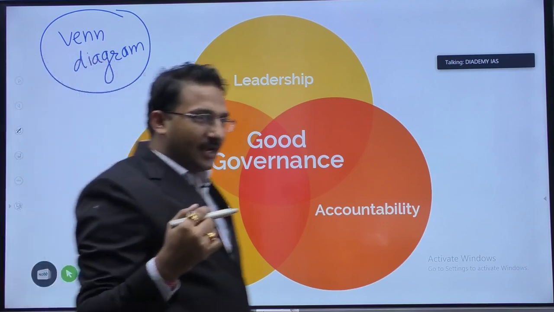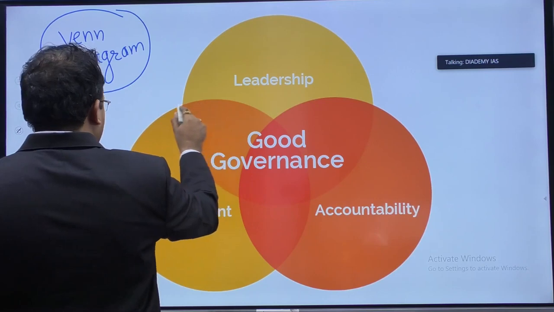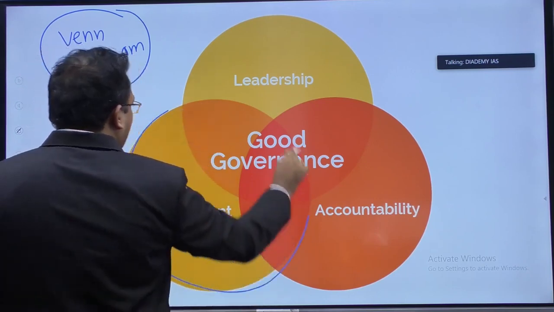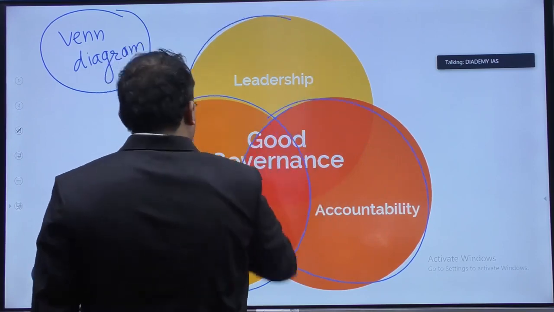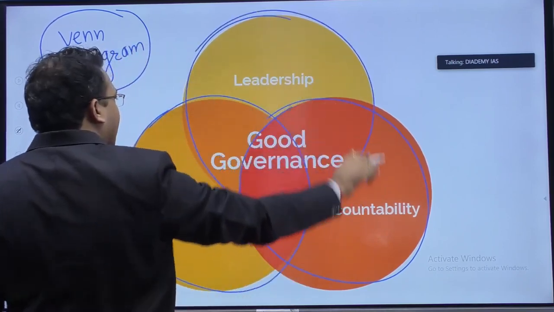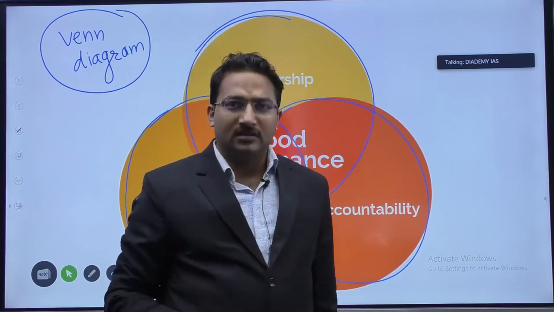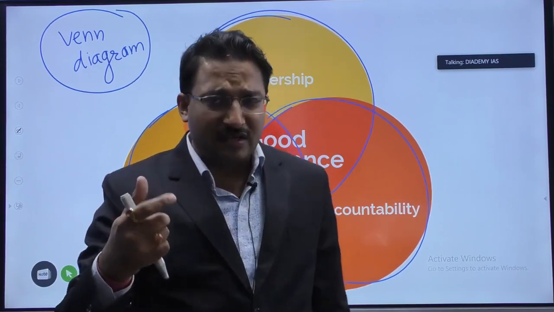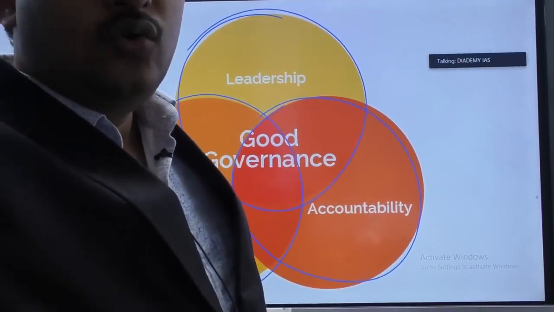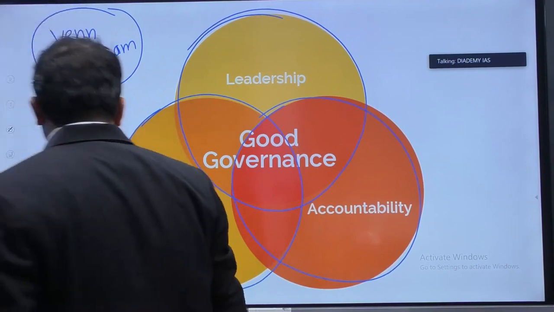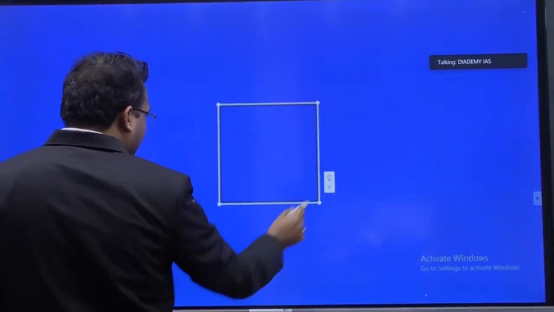You can make this kind of diagram. What you have to do in this kind of diagram is make three circles: circle 1, circle 2, and circle 3. The three circles will reflect three different features, and the combination of all these three circles will point out to something. It will be the ultimate outcome. Let us see practically how we can make it.